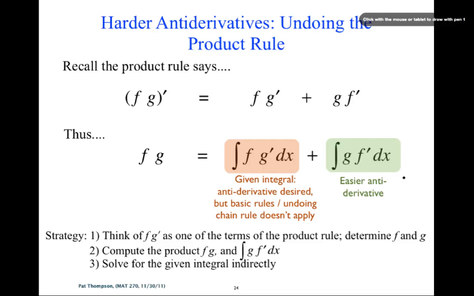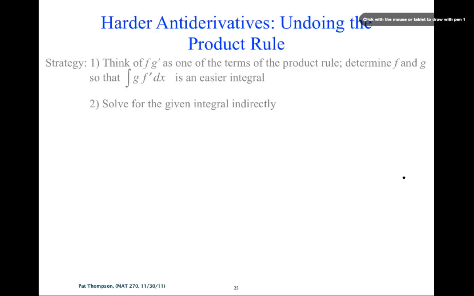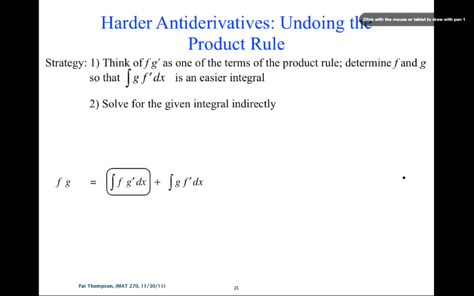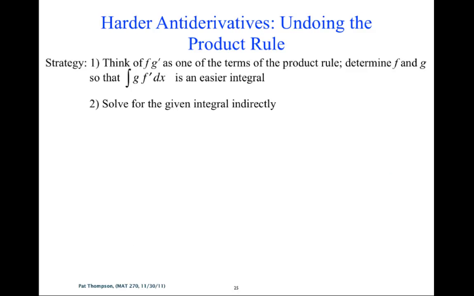So let's look at an example here. Okay, the first example is the integral of 4x cosine x. The first question we always ask is, is it undoing the chain rule?